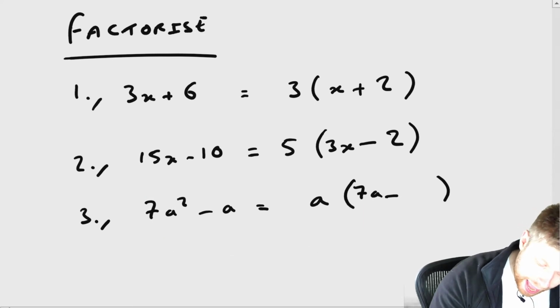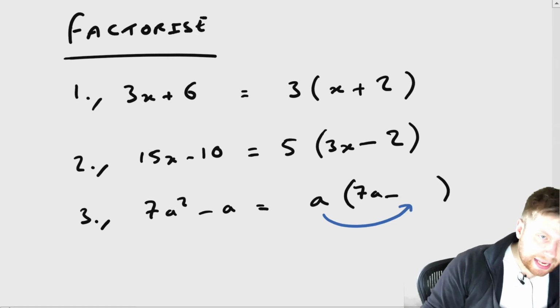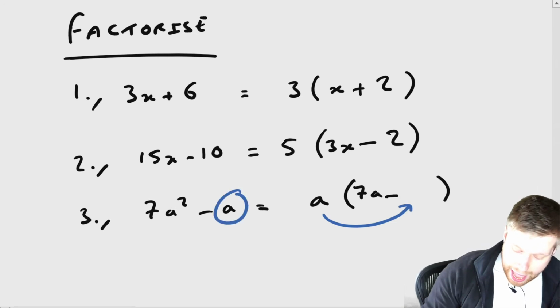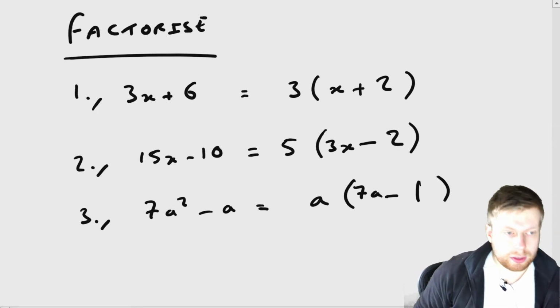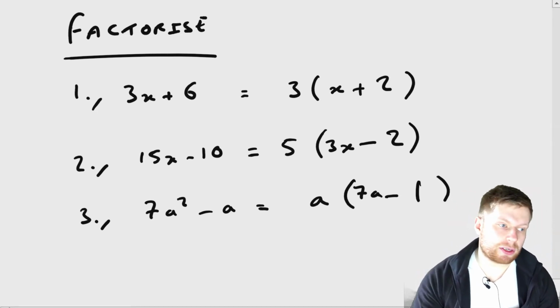Now if I take a multiplied by the second thing, that's got to give me a. Well, a times what gives me a? It's just going to be 1. So that would be it fully factorised.